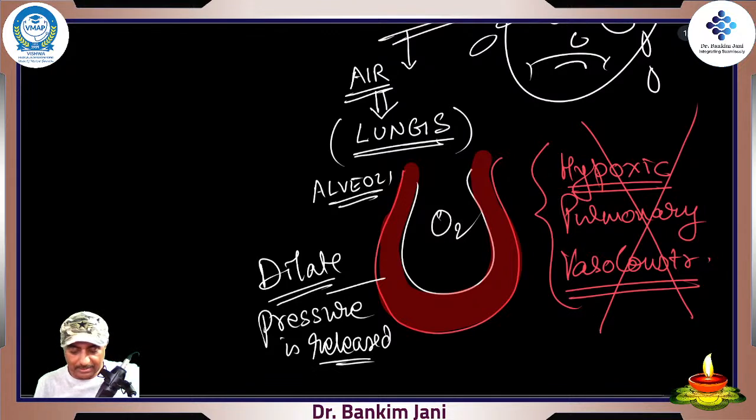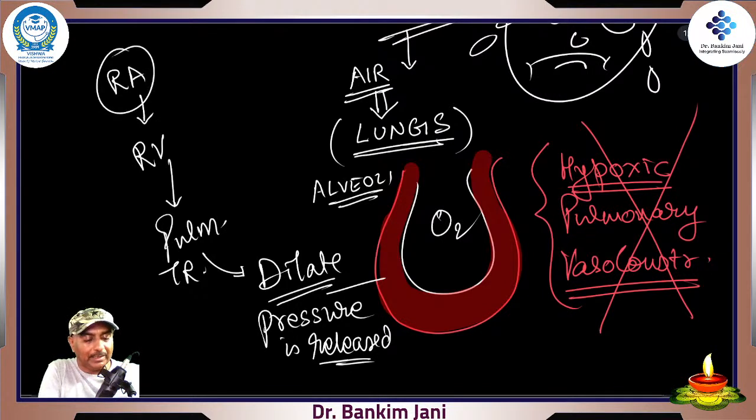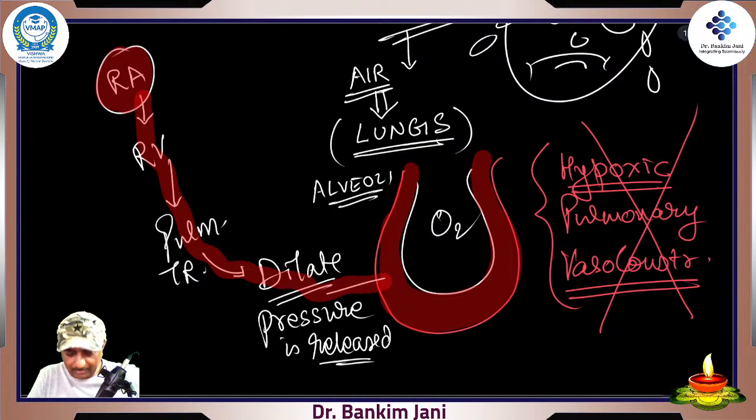Blood was coming to these lungs from the pulmonary trunk, correct? So pulmonary trunk, this was the right ventricle, right ventricle, so right atrium. So finally, who will be the happiest person? Right atrium. Pressure decreased, right? Now the blood can easily go all the way into the lungs. So this is the blood which is trickling all the way into the lungs. Pressure is released, right? So let's go back to the right atrium and see what happens over there.